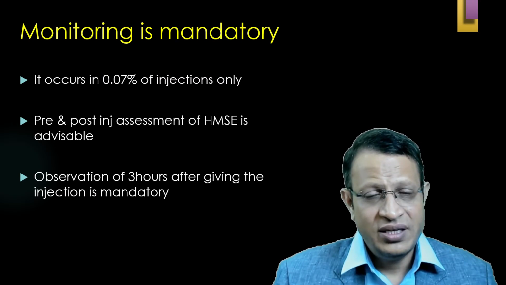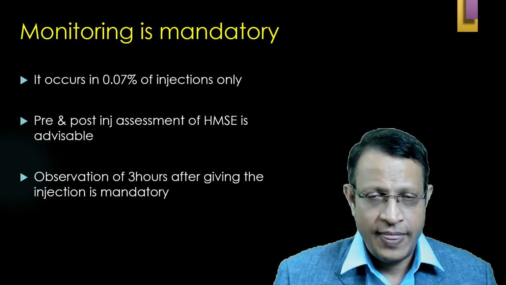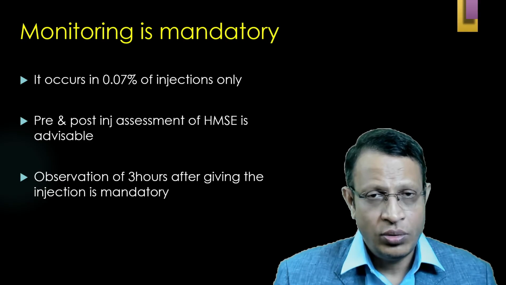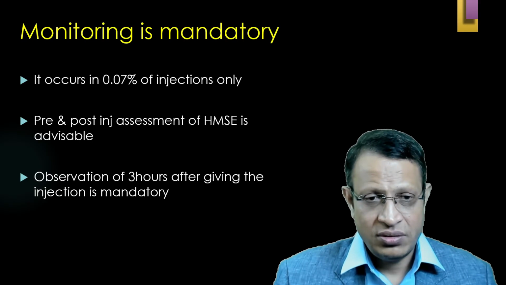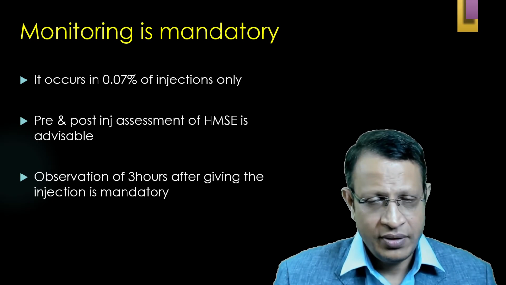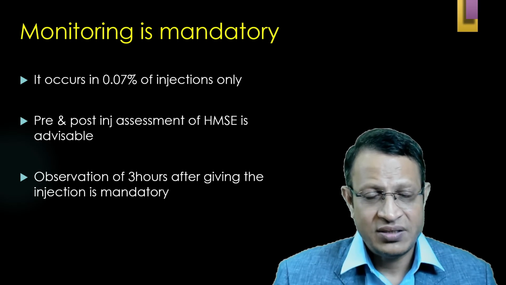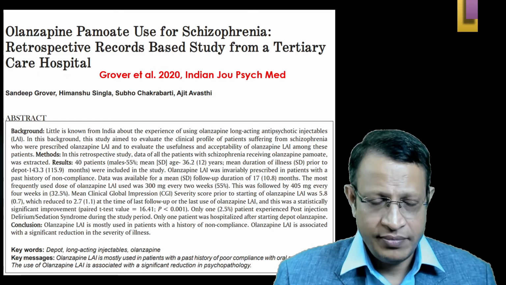Usually, this post-injection delirium occurs in 0.07% of patients who receive the injection. Hence, it is advisable to do pre- and post-injection assessment with HMSE. And also, you need to observe the patient for 3 hours after giving the olanzapine pamoate injection.